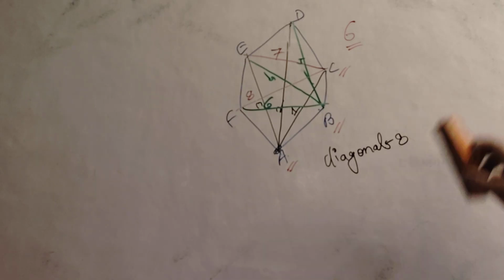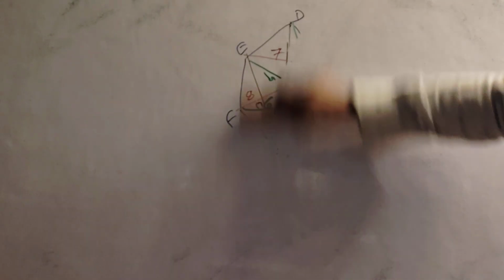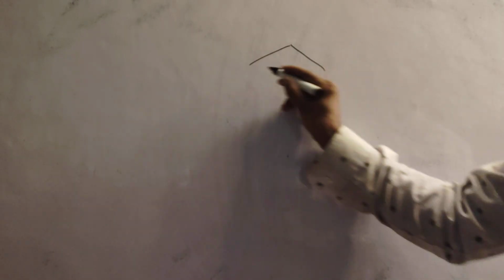Clear? Come to the octagon. In an octagon there are 8 sides. As the number of sides increases, the number of diagonals also increases.